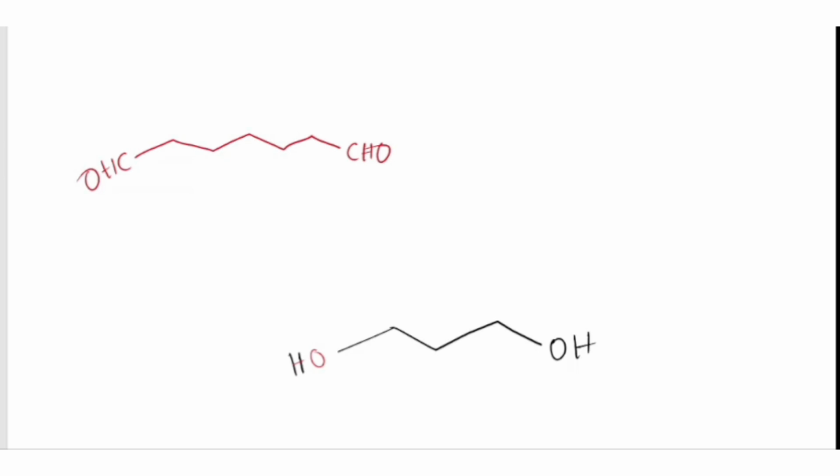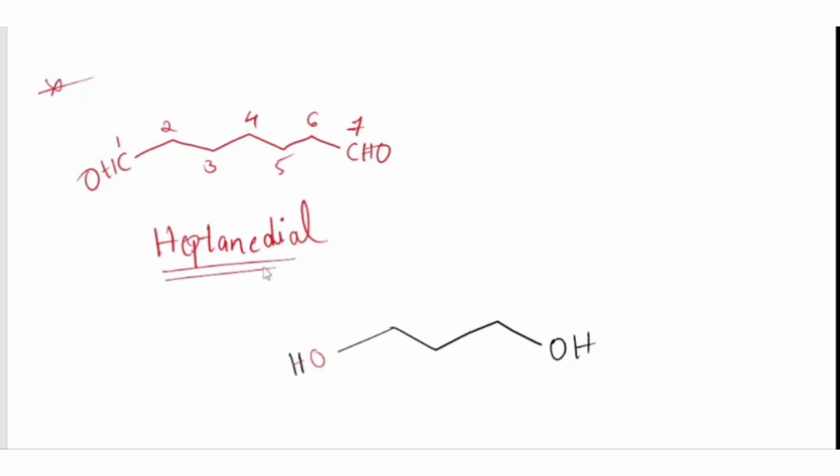For this particular one, I have to start from either side, that is 1, 2, 3, 4, 5, 6 and 7 carbon is there. That is why, what is the root word for this? That is heptane. I will write it in full; elision of E will not take place in this case. And here two functional groups are there, that is why I will add di. And what is the suffix for this? That is al. Heptanedial is the IUPAC nomenclature for this particular one.